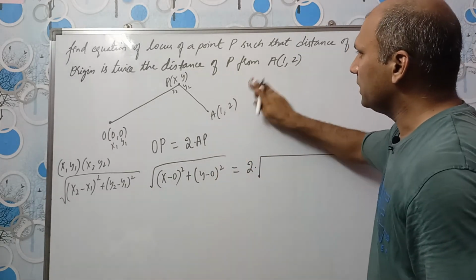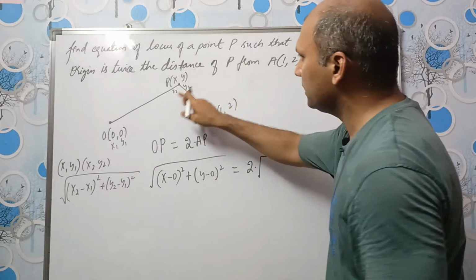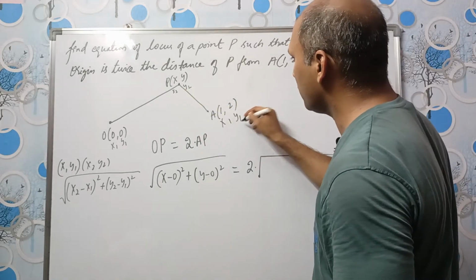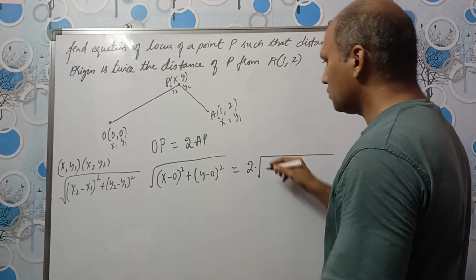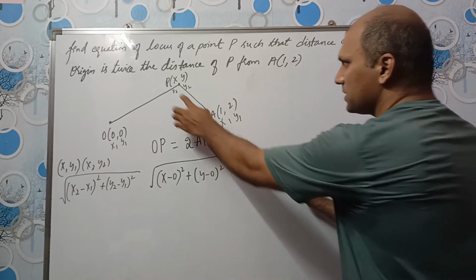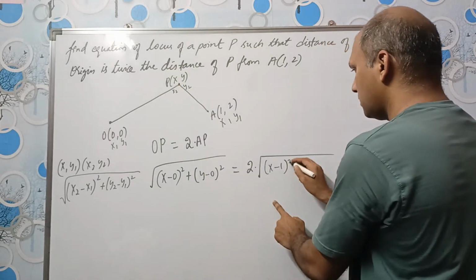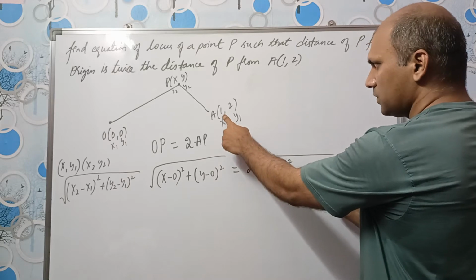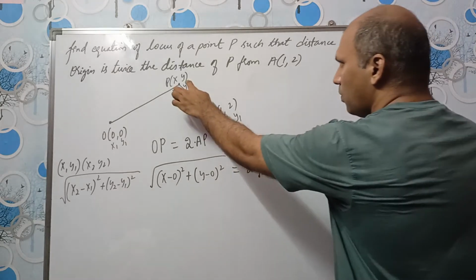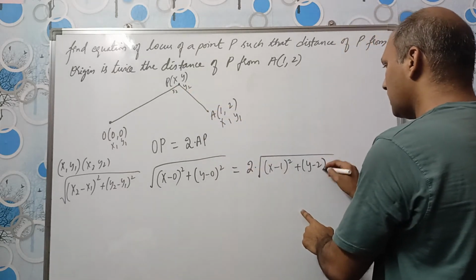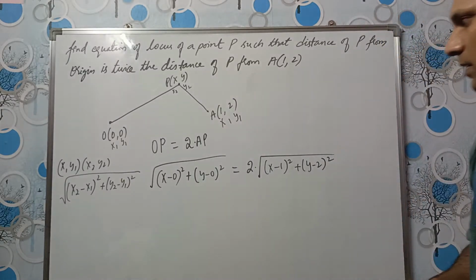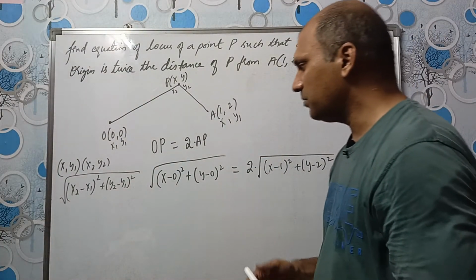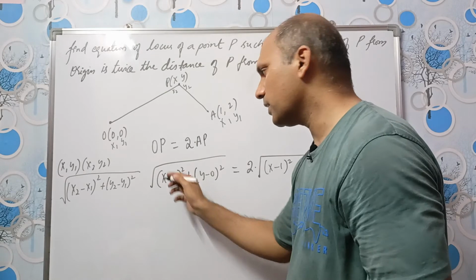See, A and B are here only, right? So if you take this as x2, y2, this as x1, y1, x2 minus x1, so x2 is x minus x1, x1 is 1, plus y2 minus y1. So this is y minus 2 whole square. This is the condition. If you want to eliminate root values, we will square on both sides.